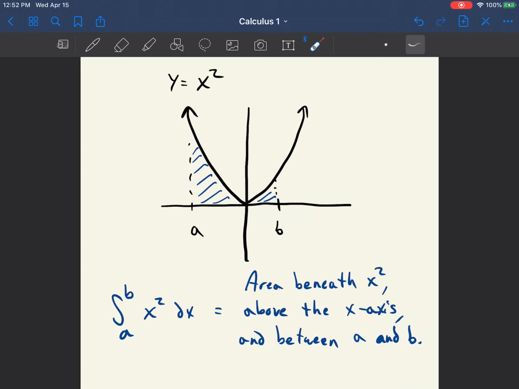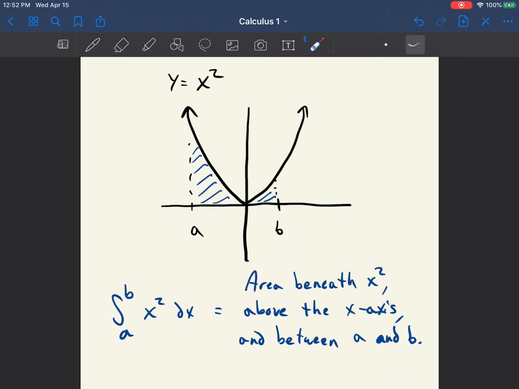So we've seen how integrals tell us the area beneath the graph of a function and above the x-axis, and also between some numbers, right? So for example, here we have a to b. I keep using this example, y equals x squared, so I drew it here. This integral, this notation, tells me I'm looking for the area beneath the function x squared and between a and b, so here's a and b, and I'm looking at this area right here, okay?